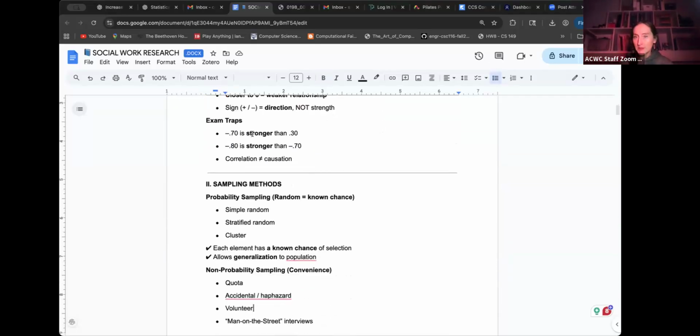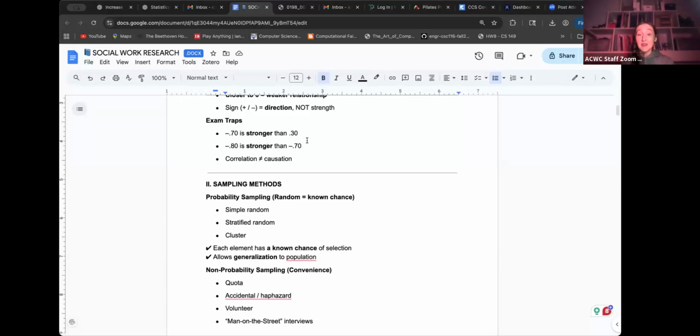Then she has some of these exam traps like I was telling you. Here's another one. If I have a -0.8, is -0.8 getting closer to -1, or is it getting closer to 0? Does someone know? I think it's close to -1. Absolutely. Thank you for answering that. Yes, it's getting closer, and that's why Dr. Pam has it's stronger than -0.7, right? The closer you get to either a -1 or a +1, either one, the stronger. As it moves back towards 0, it's getting weaker.